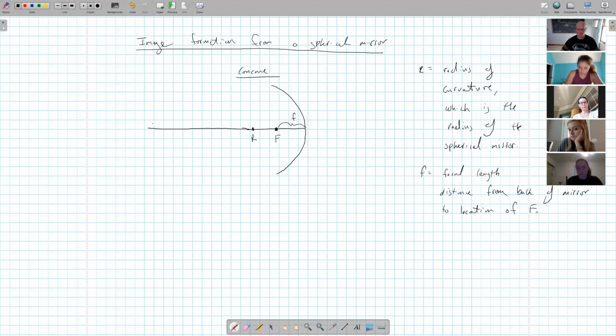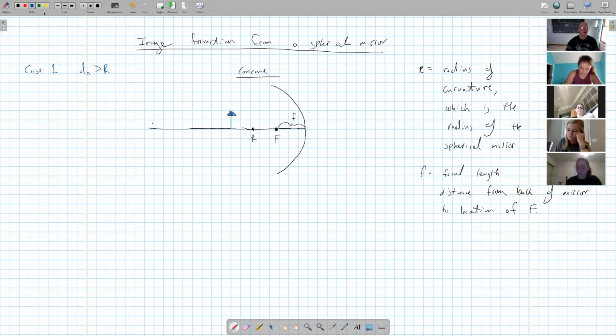So basically, what we're going to do is draw an object in 3 different locations, so we're going to look at 3 different cases. Let's do case number 1. Here we're going to draw our object at a distance greater than the radius of curvature. So here's going to be my object, which we represent simply by an arrow pointing upward.